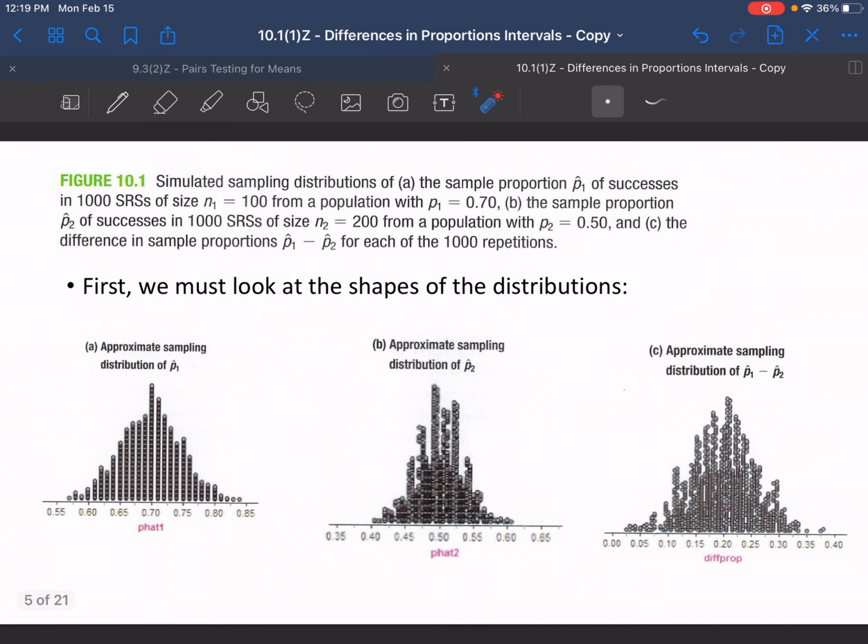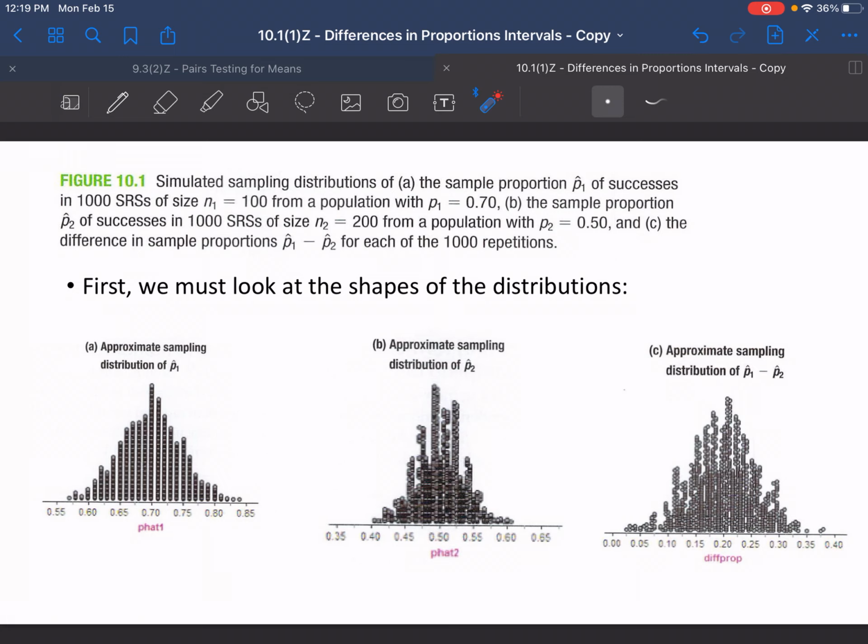What can we say about the difference in proportions at the two schools? So the first thing we need to understand is that we need to look at the shapes of these distributions. A over here is going to represent the sample proportion for the first school. So basically, it's the proportion of successes in 1,000 simple random samples of size 100 from that first school, from a population with a proportion of 70%. And you'll notice that that sampling distribution looks approximately normal, kind of goes on a bell curve right there.